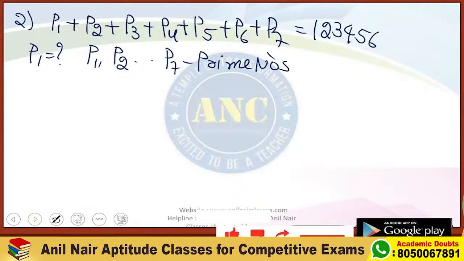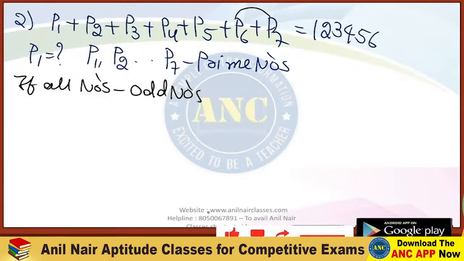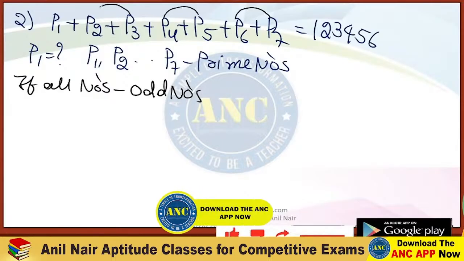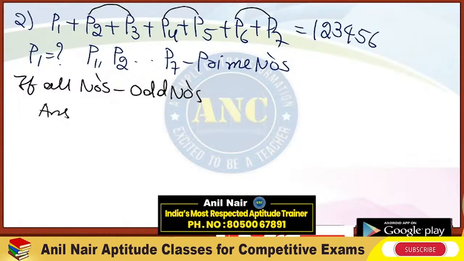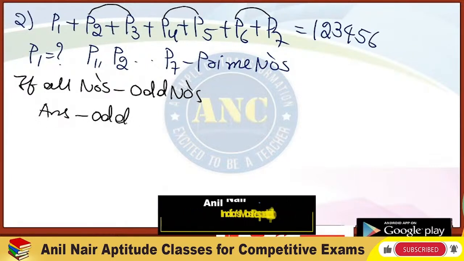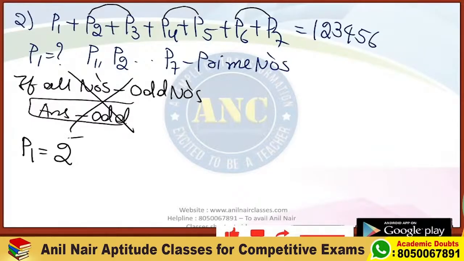Now see here, if all the numbers are odd numbers, odd plus odd is even, odd plus odd is even, odd plus odd is even, plus an odd number. So the answer will be an odd number. But the right hand side, 1, 2, 3, 4, 5, 6, is an even number. All odd numbers is not possible. One has to be even. What is the smallest prime number that is even? The answer is nothing but 2.